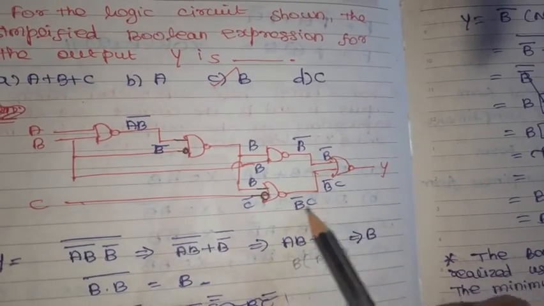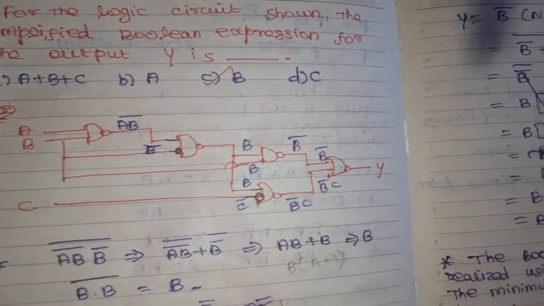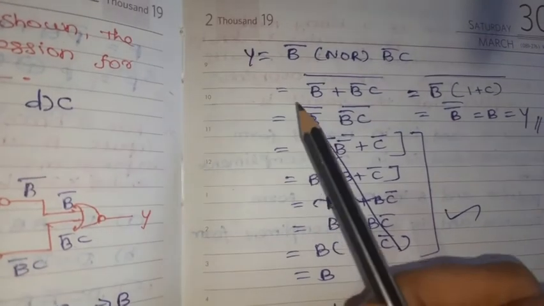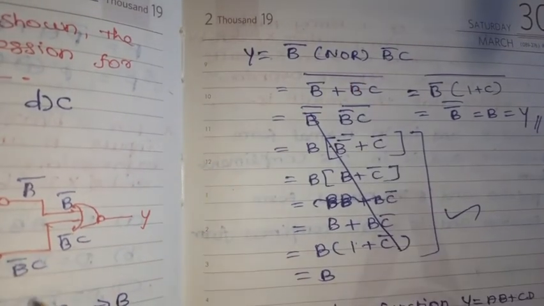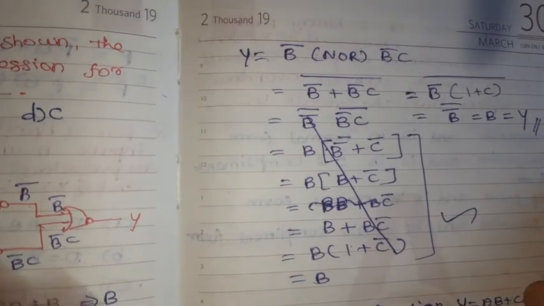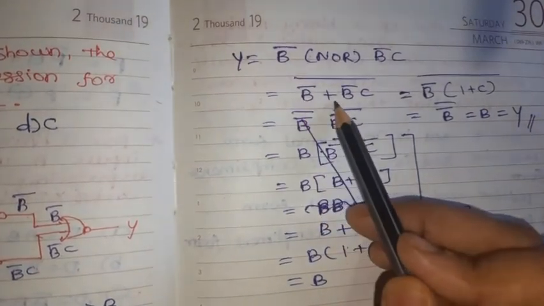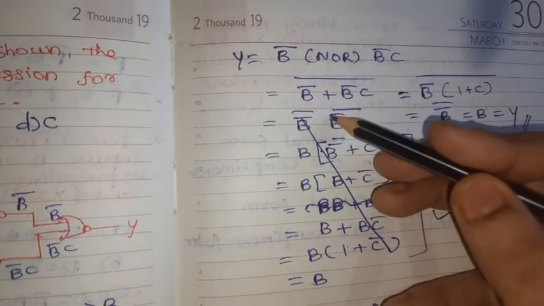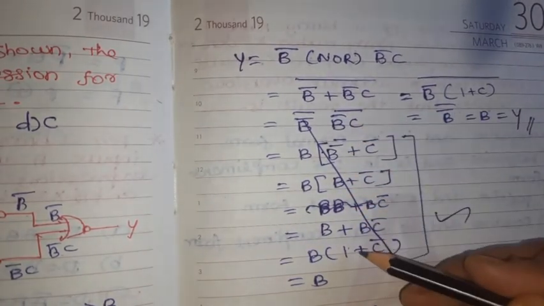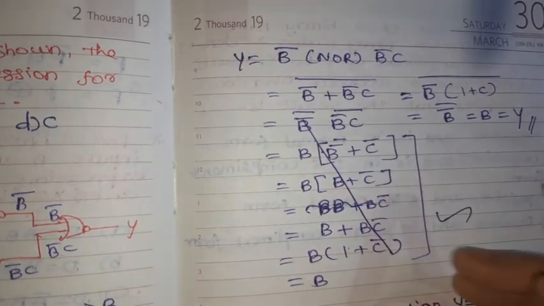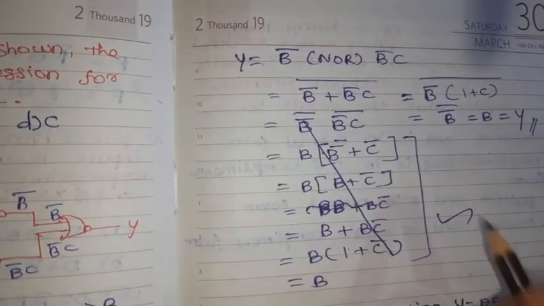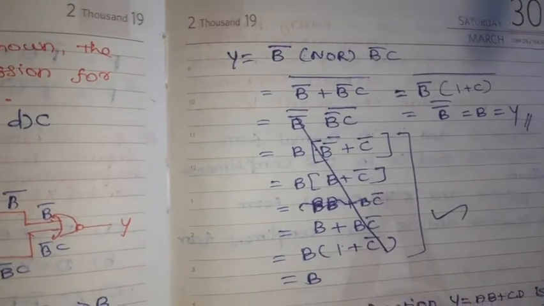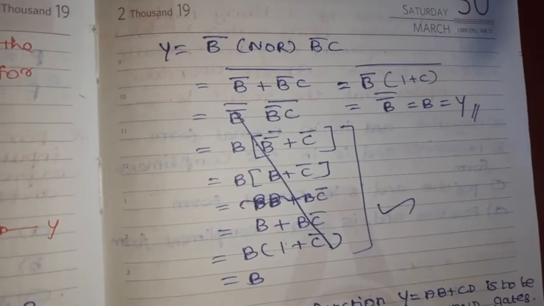B bar means just this, and this is also a NOR gate. NOR gate means what? Here B bar NOR B bar C. Okay, so B bar plus B bar C, the whole bar. So I just explained the usual procedure. It will take time, so I just write it out. This is also correct only. So break the bar and change the sign and then simplify it here. This will drag our time when we are doing it from an exam point of view.